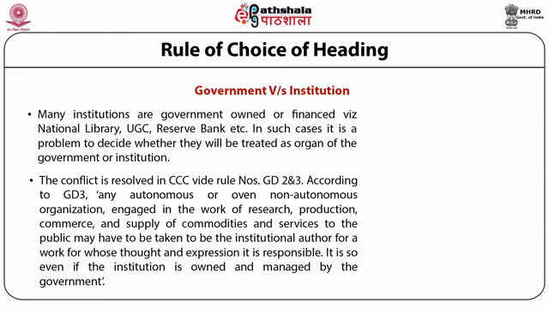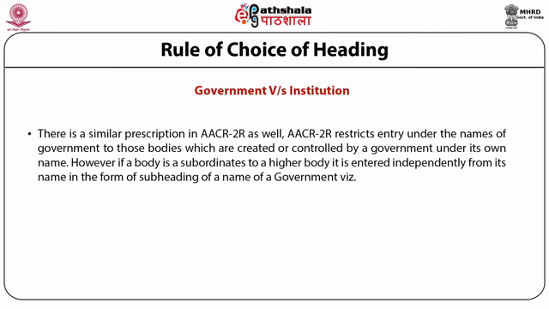According to GD 3, any autonomous or even non-autonomous organization engaged in the work of research, production, commerce, and supply of commodities and services to the public may have to be taken to be the institutional author for a work for whose thought and expression it is responsible. It is so even if the institution is owned and managed by the government. There is a similar prescription in AACR 2R as well.